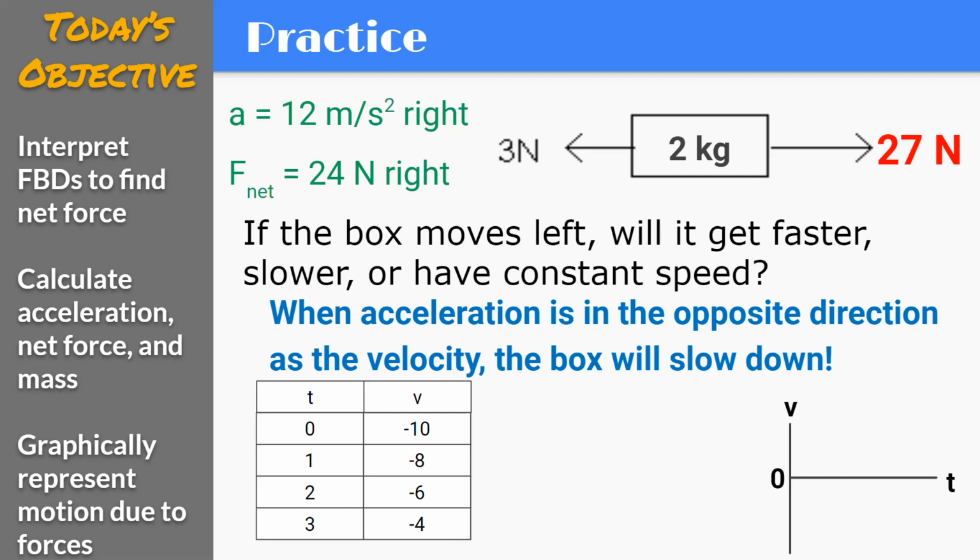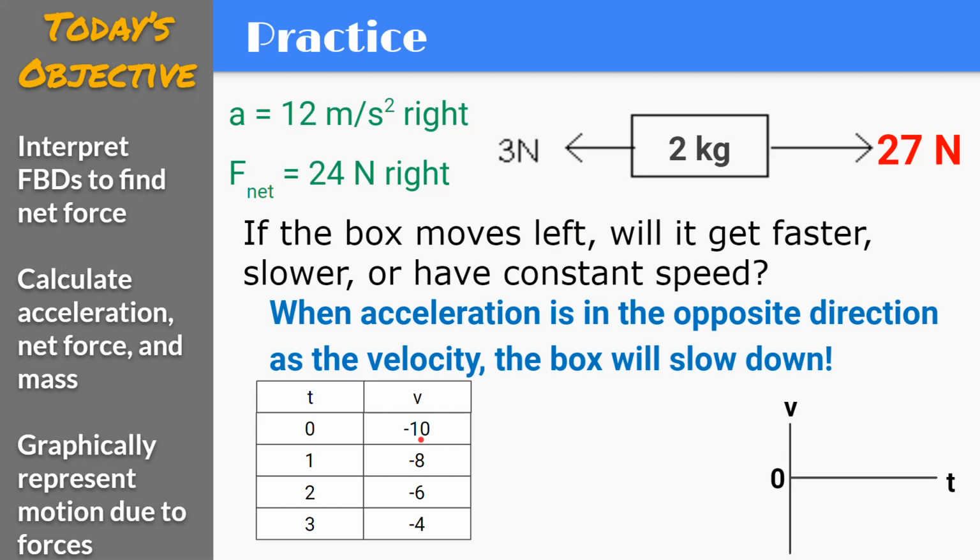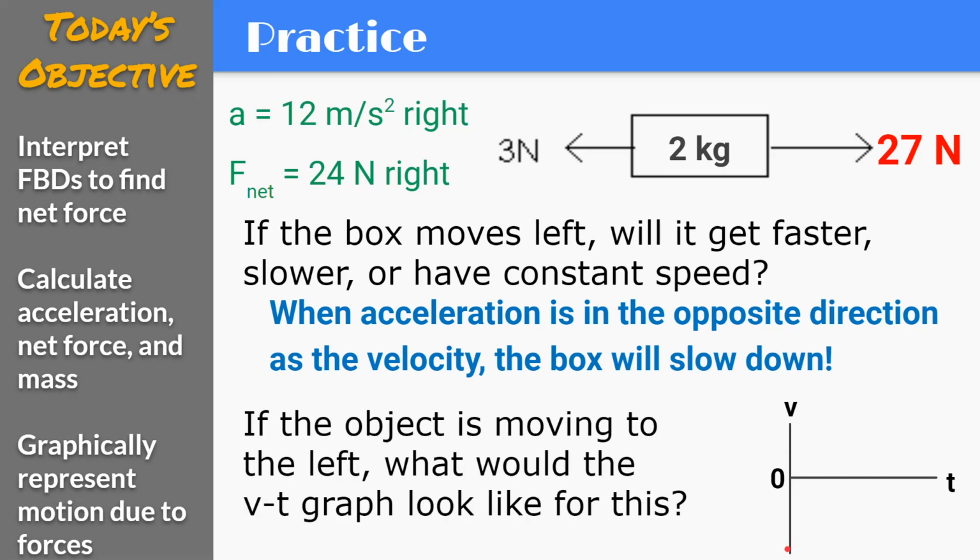Okay, so this is what that would look like on a data table. What would it look like on a graph, on a VT graph specifically? Let's start with two questions we need to answer. Would I need to draw my line above the x-axis or below it? Below, because it says the box is moving left. That's negative, and even if I look back here, negative 10 is just an example number, but it's still down here. I have to start down here, and I need to slow down. I need to move towards 0, so your graph would look something like that.